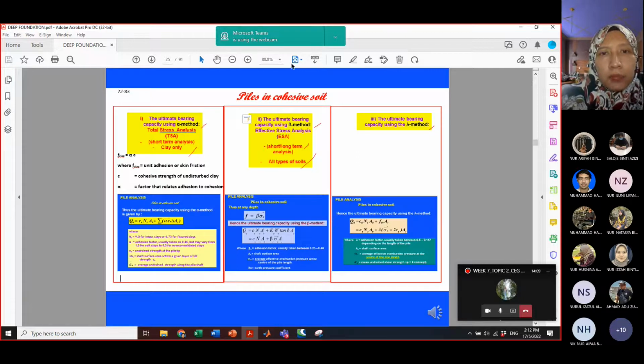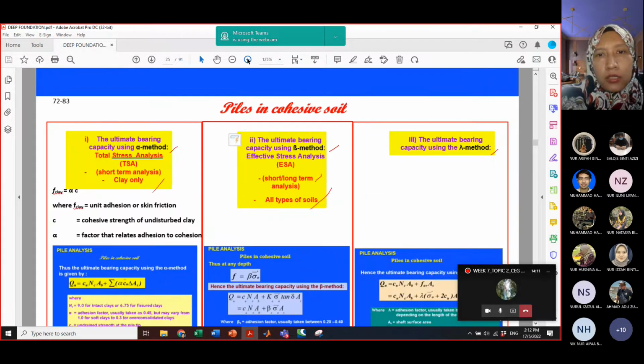Okay, this is the summary of what we are going to learn: piles in cohesive soil. If we want to analyse piles, we can divide soil into two major groups: granular, which is coarse soil, and fine soil, for example silt and clay, or what we call cohesionless and cohesive soil. For cohesive soil, piles in cohesive soil can be calculated from a few methods, for example by using the alpha method.